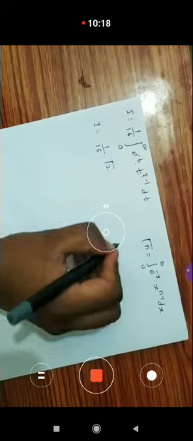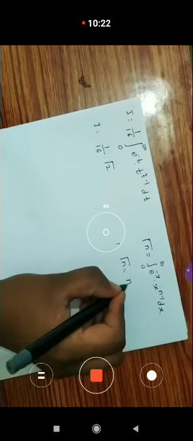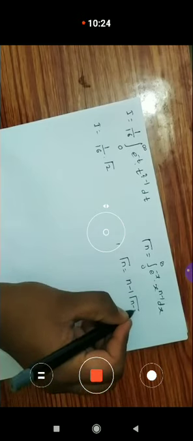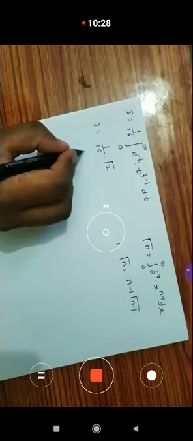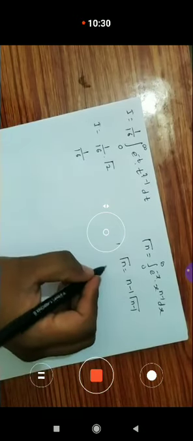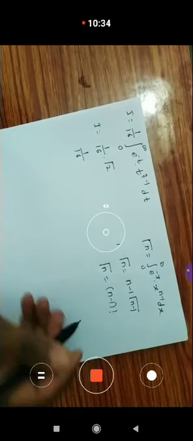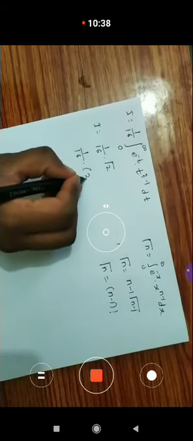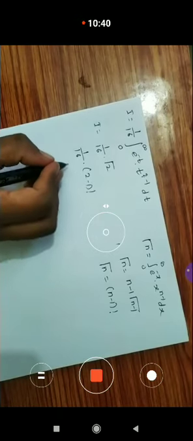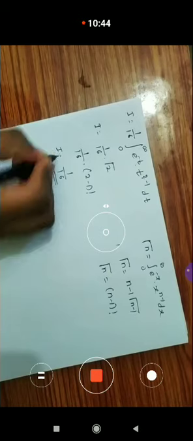Now I use the next property. What is gamma of n? It is n minus 1 into gamma of n minus 1. Okay, by this property. Or gamma of n should be n minus 1 factorial. This is again one property. So gamma of 2 becomes 2 minus 1 factorial, which is 1. So the answer is 1/16. Understood?